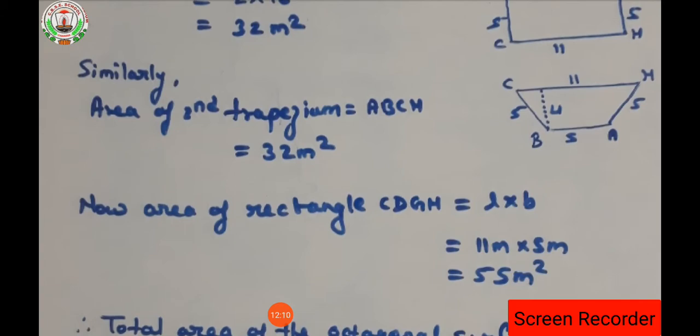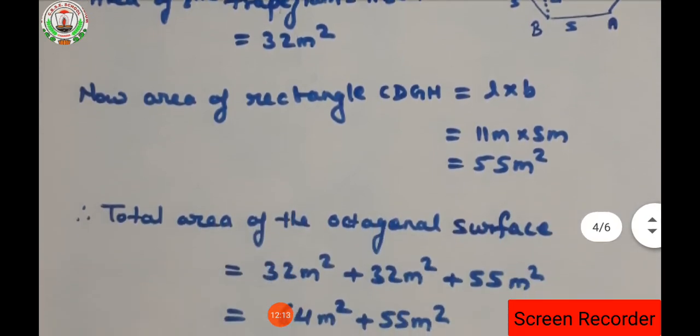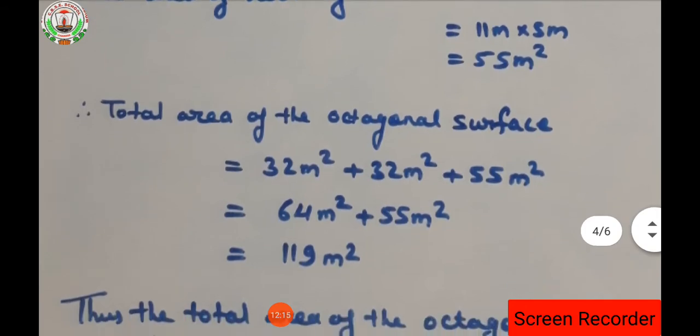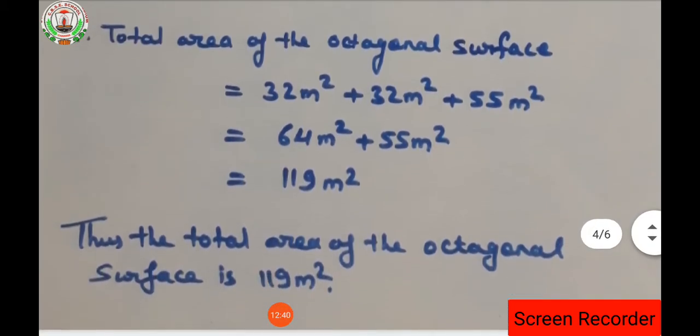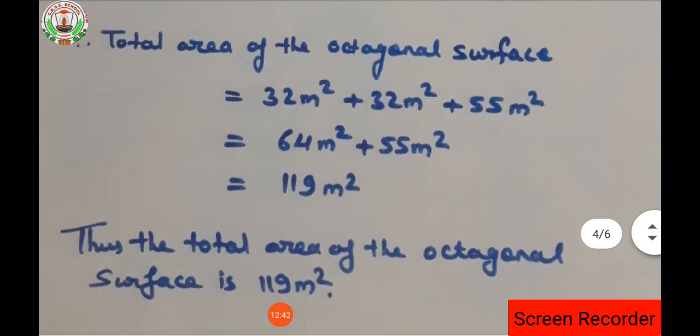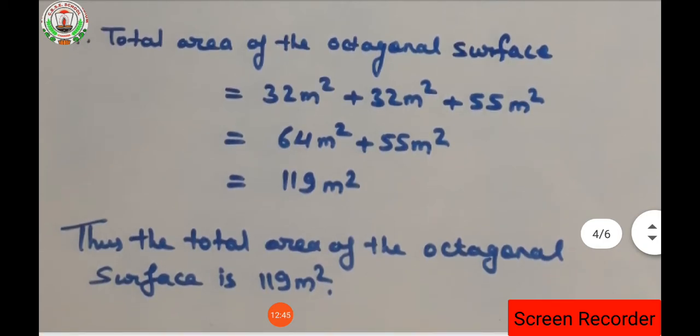Now we have individually found the area of all three parts. What is asked in the question? It is asked to find the total area of the octagonal surface. So the areas of all three figures will be added, that is the area of the first trapezium plus the area of the second trapezium plus the area of the rectangle, that is 32 meter square plus 32 meter square plus 55 meter square, which will be 119 meter square. So the total area of the octagonal surface is 119 meter square. So in this way you have to solve this question.